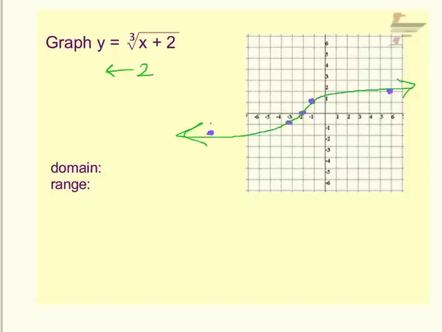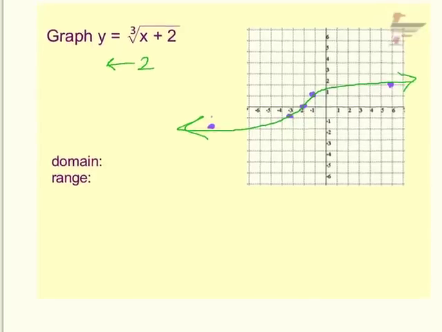And then what will our domain and range be for cube root functions? Those will always be the same. All real numbers, all real numbers. And that's it. If you can remember what these graphs look like and remember the pattern for the graphs, then these are very quick and hopefully your favorite graphs so far.